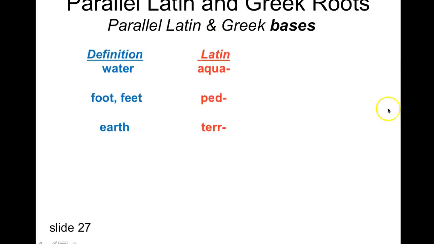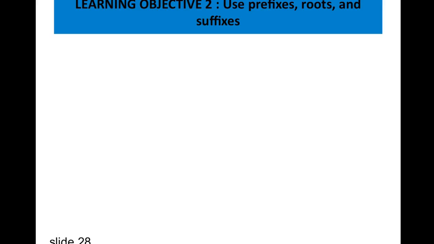So we have parallel Latin and Greek roots going for us. For instance, if we talk about water, in Latin it's expressed as aqua. Foot or feet have the Latin root of ped, and earth has the Latin root of terra. And let's compare those to the Greek roots. We have hydro for water, pod for foot or feet, and geo for earth. And probably without even asking yourself to do so, you've already thought of many different words that come from the Latin and Greek words that you're seeing right now.